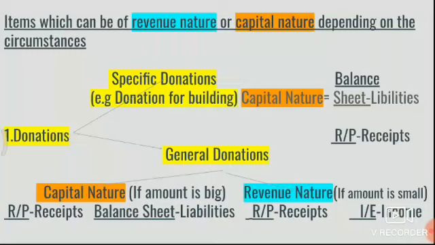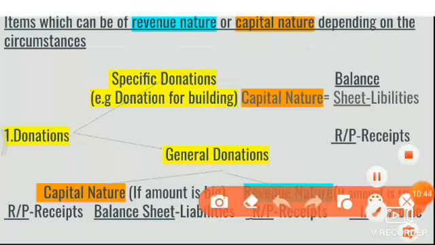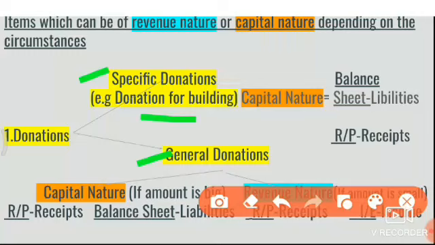Now there are certain items which can be treated as revenue as well as capital nature items depending on the circumstances. For example, donation. Now donation can be of two types. One is specific donation and the other is general donation. Specific donation is a donation which is given for a specific purpose. For example, donation for building. So this is a specific donation. Specific donations are always treated as capital nature.